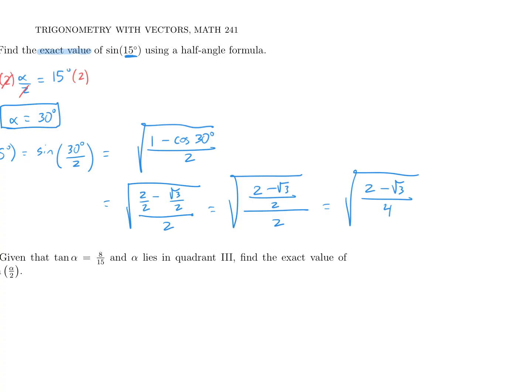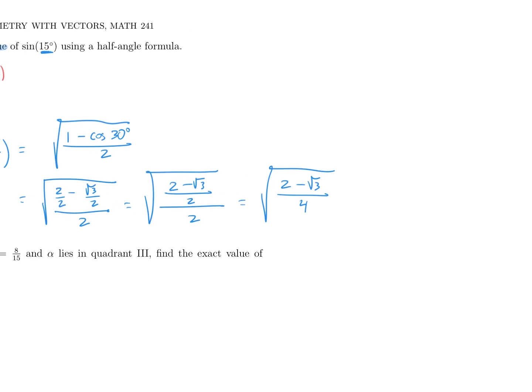Okay, now we can break up the square root into the numerator and denominator: square root of the numerator divided by the square root of the denominator. The square root of 4 is 2. So because the square root of 4 is 2, that just becomes 2, and the square root is only in the numerator now. And that is our final answer.